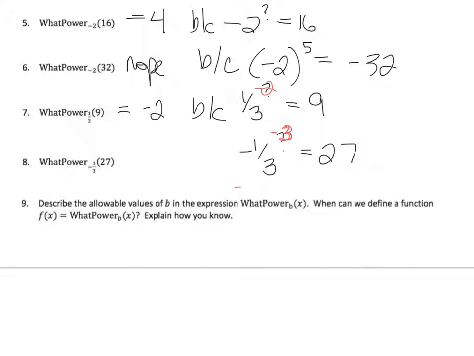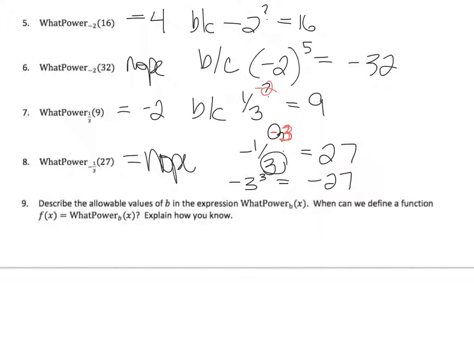Well, erase that. (-1/3) to the -3 would give me (-3) to the 3. I just used that negative exponent to bring my 3 back up to the numerator. But (-3) to the 3rd power is -27. So that one doesn't work.